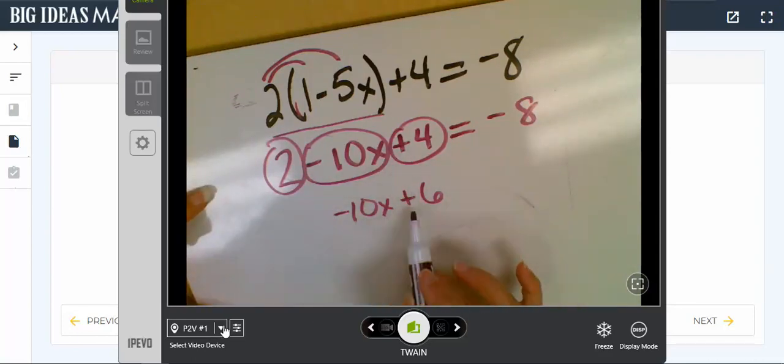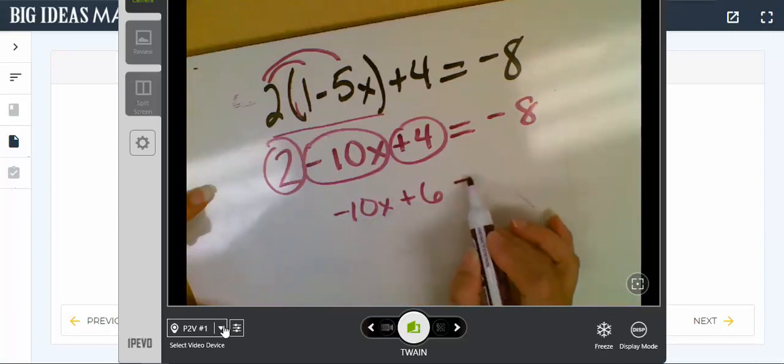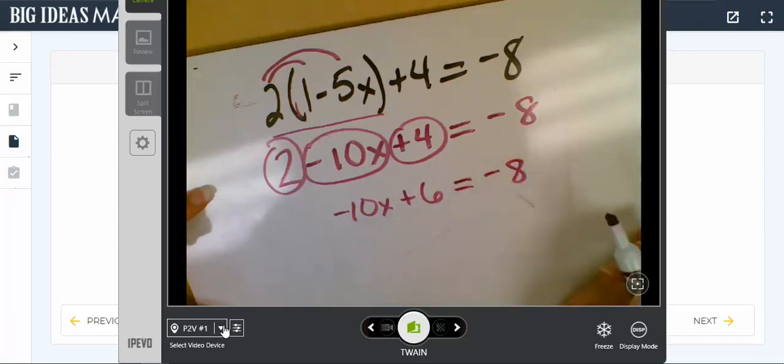This has got to be positive. This one has to be negative. And you can put them in either order. And it's going to equal negative 8.